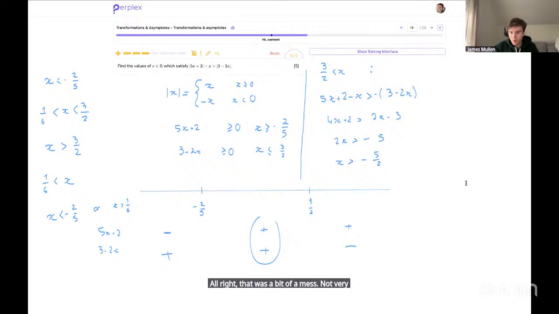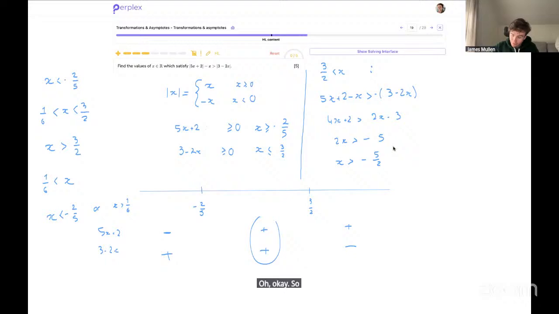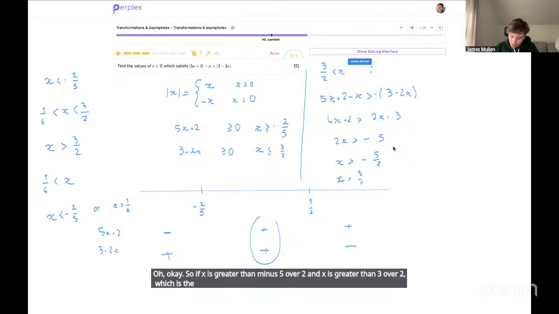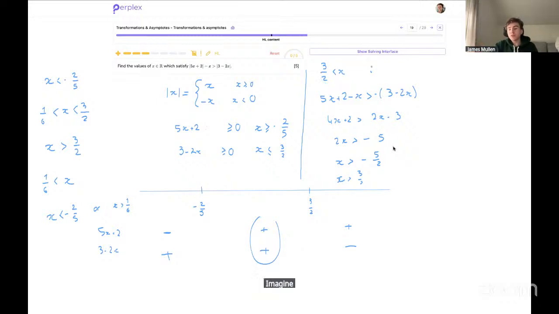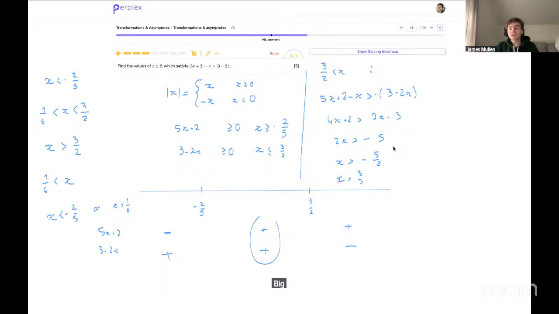Hang on, there was a question. Where did the x greater than minus 5 over 2 go? Oh, okay, so if x is greater than minus 5 over 2 and x is greater than 3 over 2, which is the window that we're in, imagine I tell you that a number is bigger than minus 5 and it's also bigger than 0. You don't care that it's bigger than minus 5 because you know that it's bigger than 0. So I can just ignore that and focus on the stricter condition.